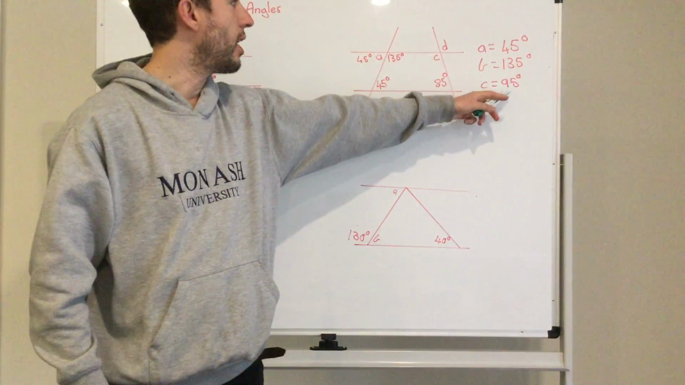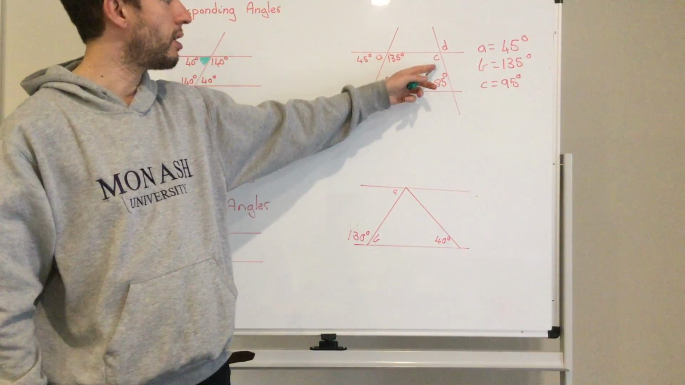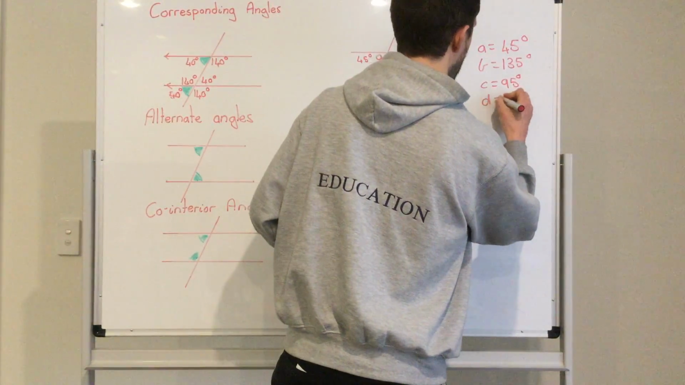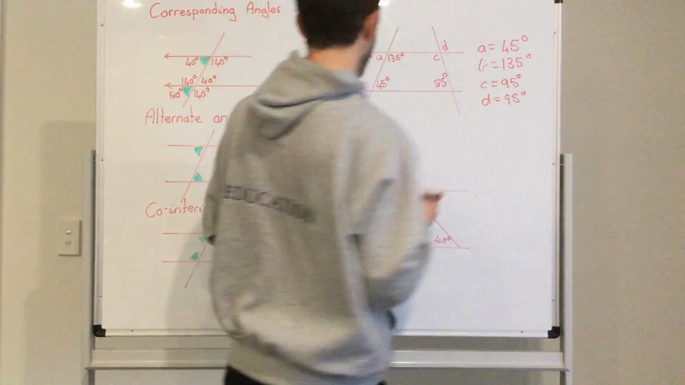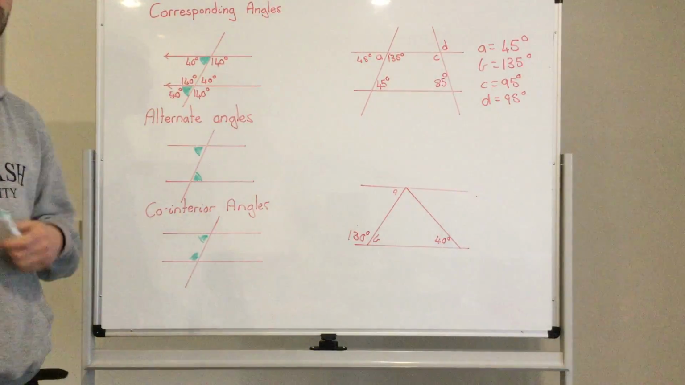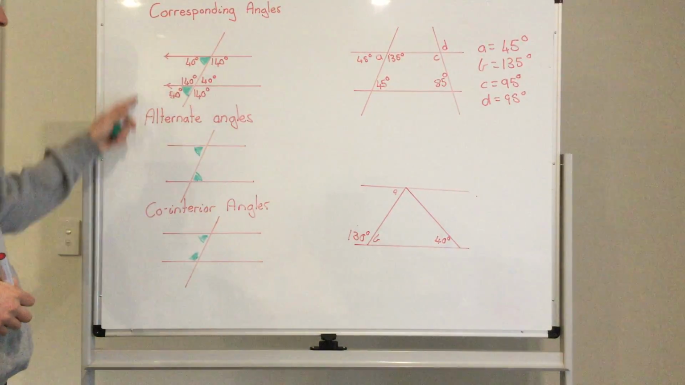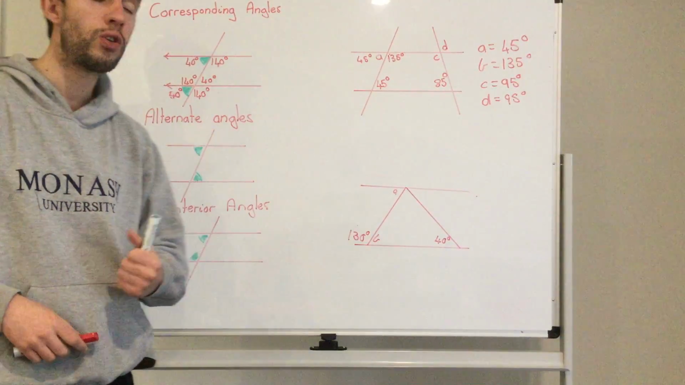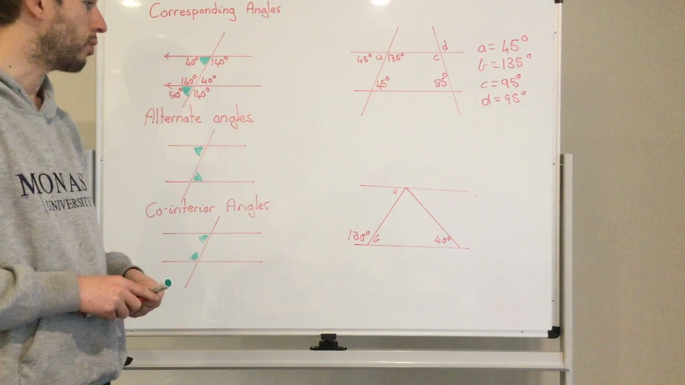And there you have it. Then if we've got C, the 95 vertically opposite is again 95 degrees. So this is just about using our understanding of parallel lines, using our prior knowledge of complementary and supplementary and vertically opposite angles.